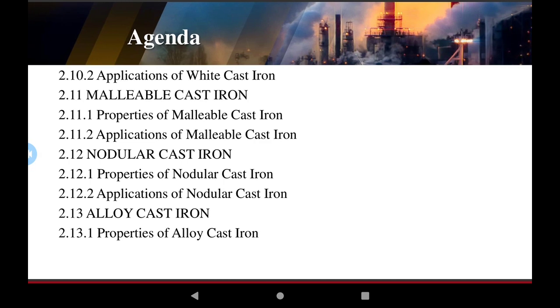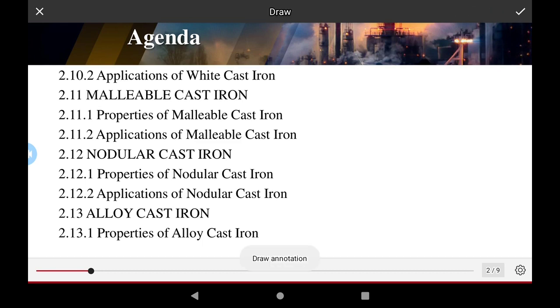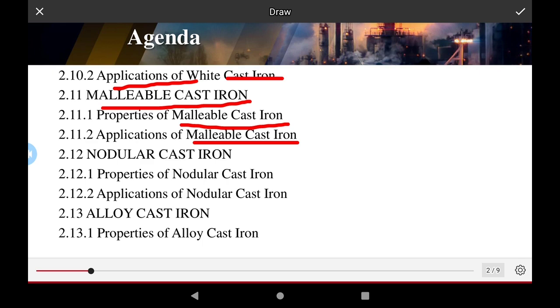Agenda for today. Main topics presented in this video: application of white cast iron, malleable cast iron, property of malleable cast iron, application of malleable cast iron, nodular cast iron, property of nodular cast iron, application of nodular cast iron, alloy cast iron, and property of alloy cast iron. All the topics are very important in this video.